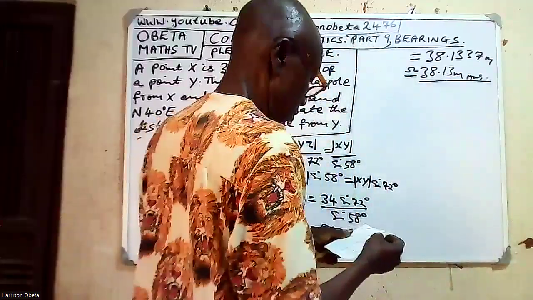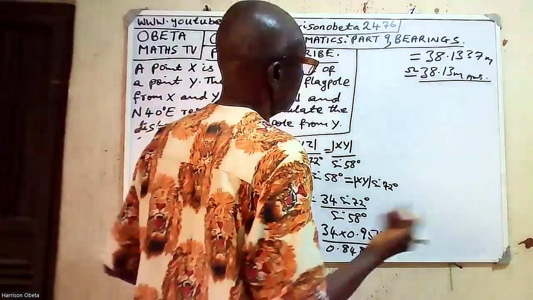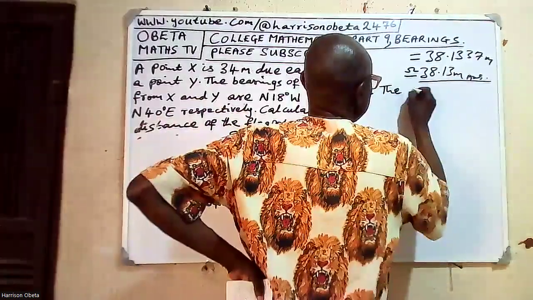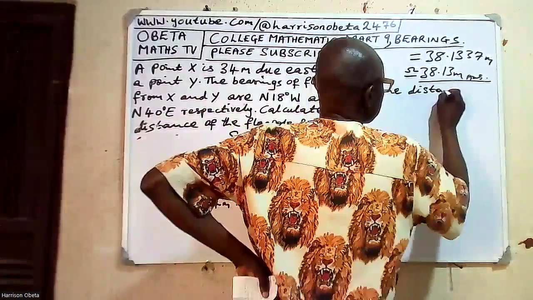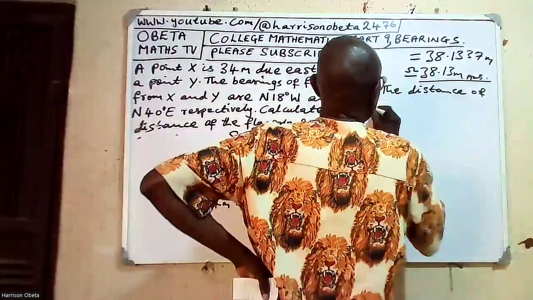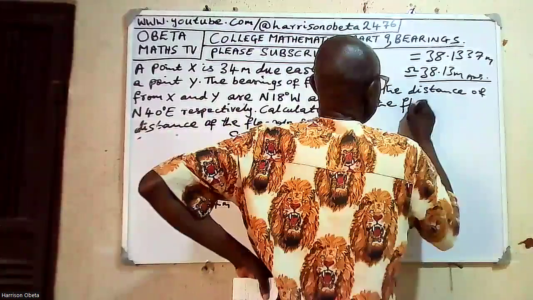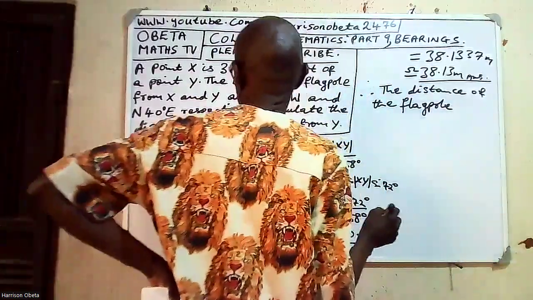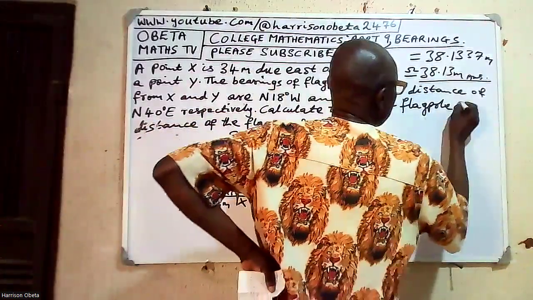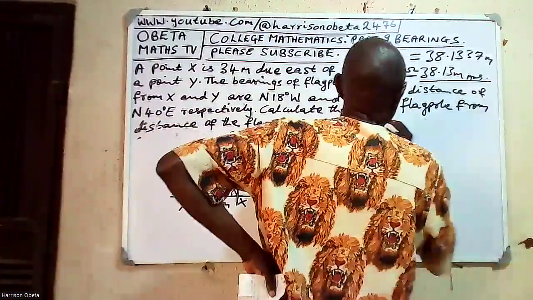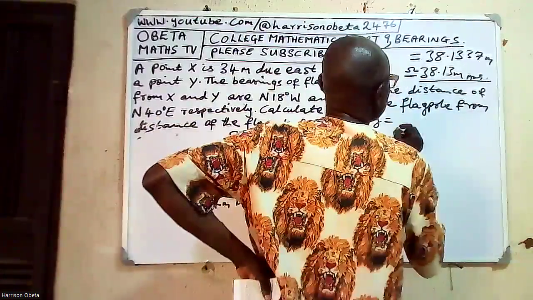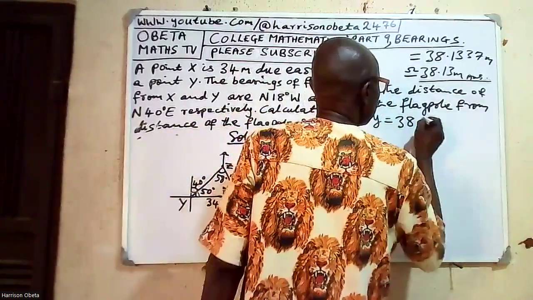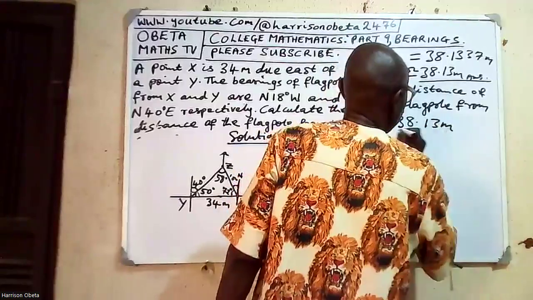You can conclude by saying, therefore, the distance of the flagpole from Y equals 38.13 meters.